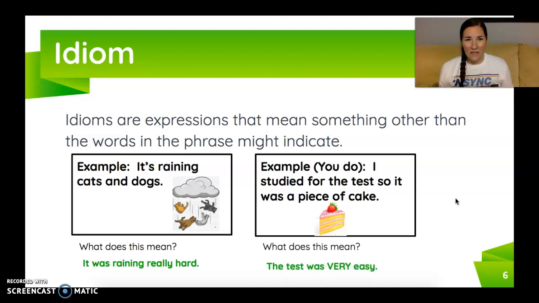So some of these idioms are shortened a little bit when we use them every day. So this one, you kind of have to imply that I studied for the test, so the test was as easy as eating a piece of cake. Eating a piece of cake is something that's really easy to do, unless you hate cake, which I don't know many people that hate cake. But eating cake is a really easy thing to do. And so that test was really easy because you studied hard.